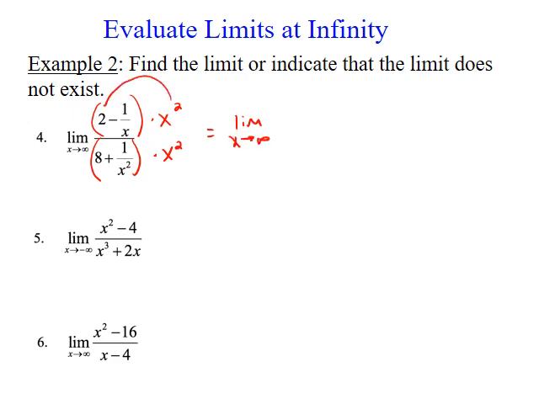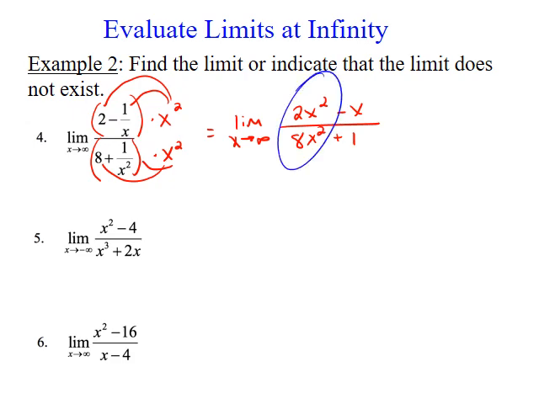When I do, this is 2x squared. When I multiply this, I end up with just minus x. In the bottom, this gives me an 8x squared, and this just cancels to a positive 1. Okay, now this seems a little more manageable.